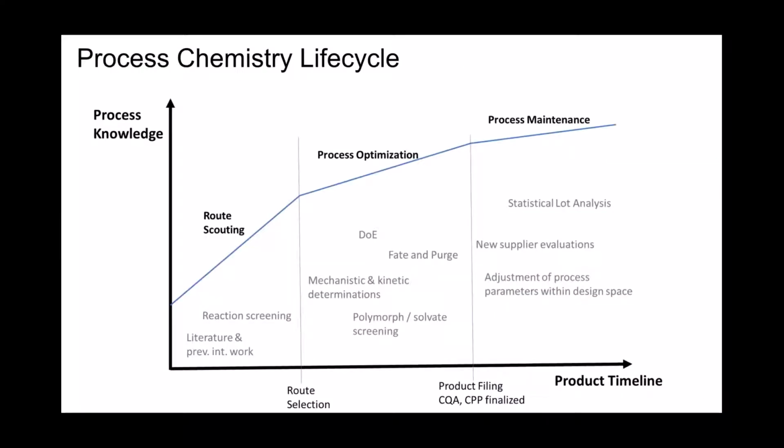So we are thinking about the whole process chemistry life cycle. Typically we think of three major processes. One is route scouting, one is process optimization, one is process maintenance. And under each one, there are many categories. We list a few categories here, and we think that those things are important for us to do modeling and analyzing.